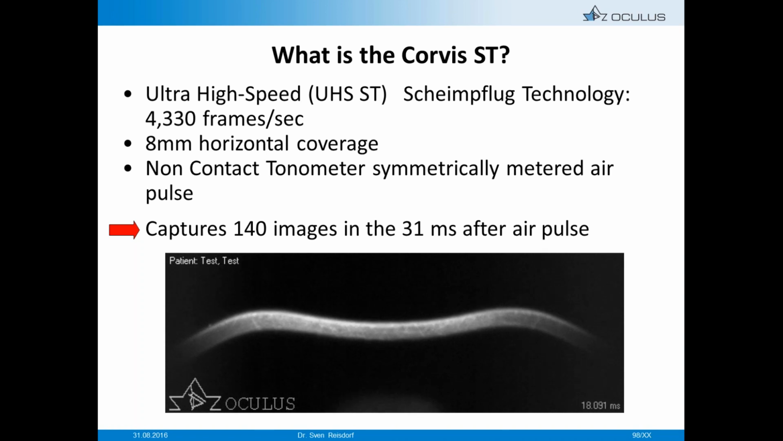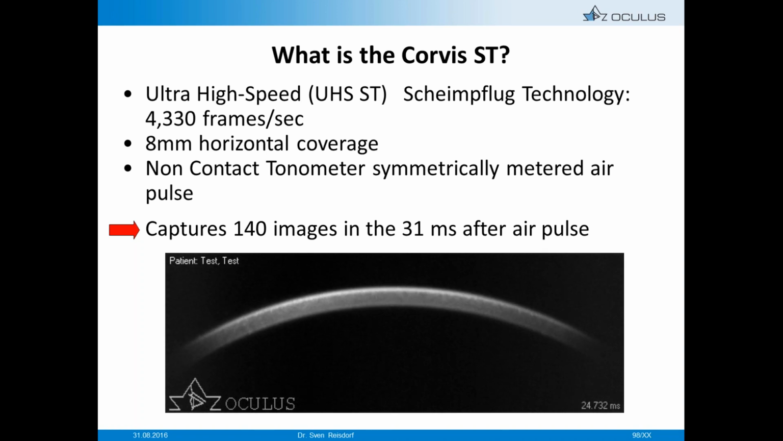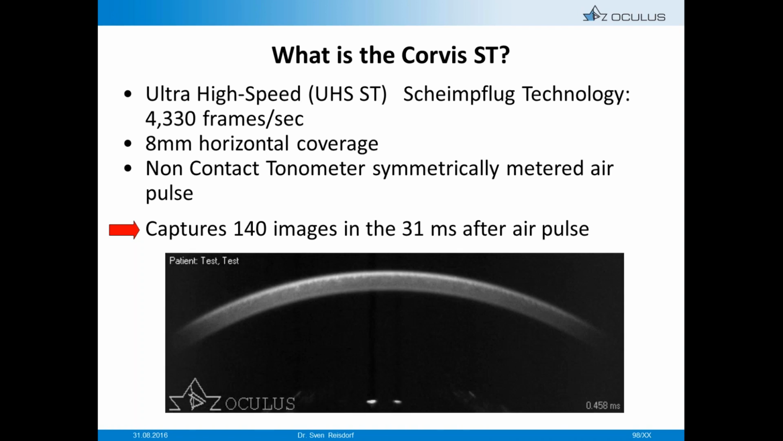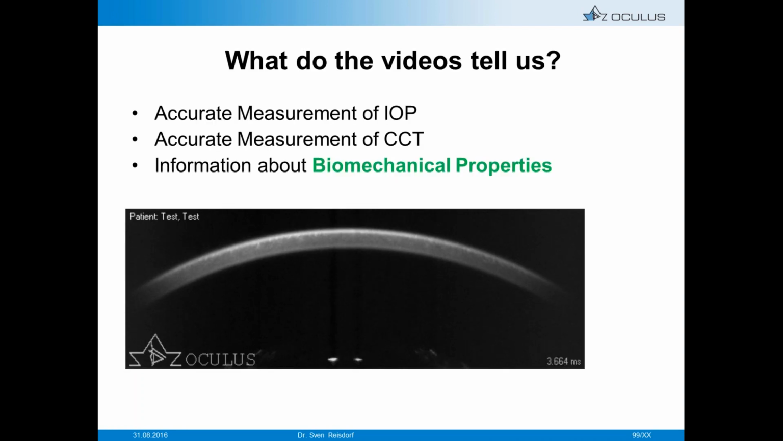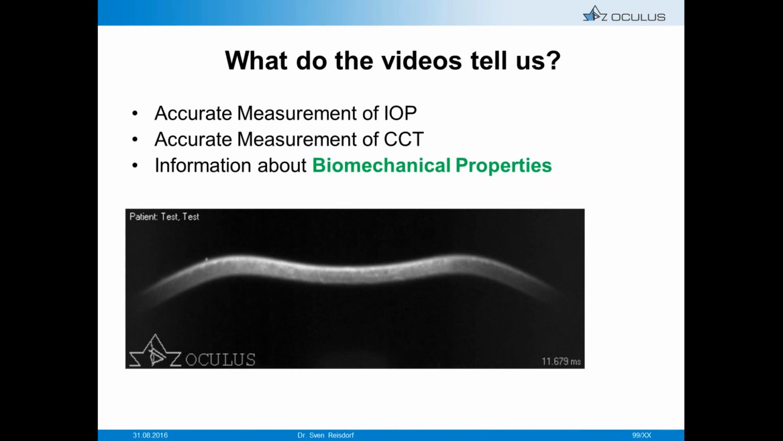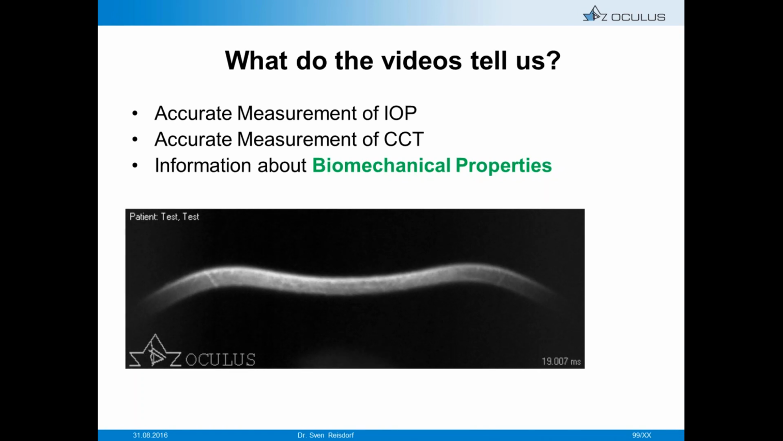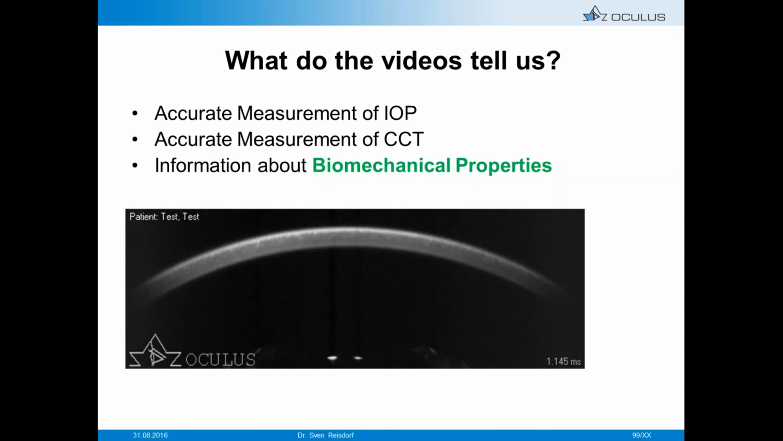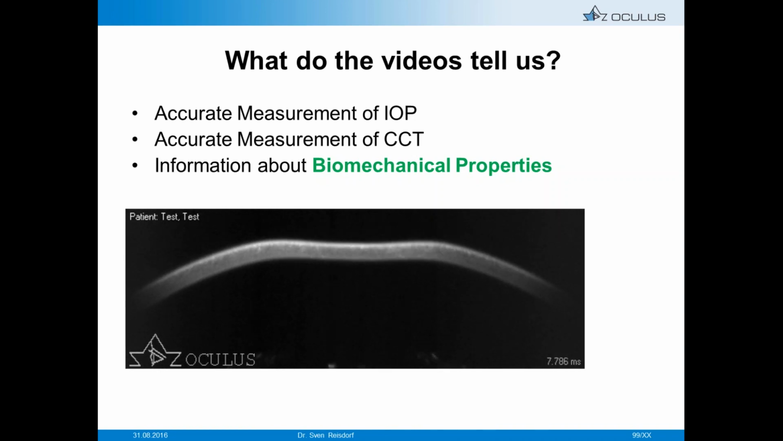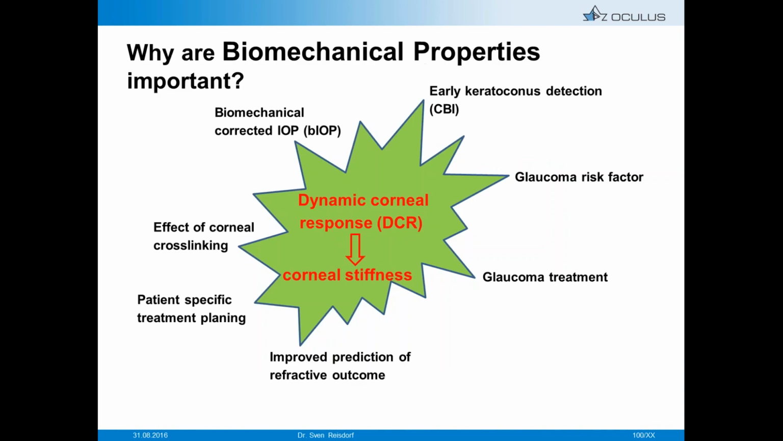And the system has the ability to measure the changes to the corneal shape in response to that air puff over time. We can get, with this system, very accurate measurement of IOP that's accurate based upon corneal thickness measurements as well as the biomechanical properties of the cornea. So where does this have application? Well, it has many applications. We're going to talk about its application in early detection of keratoconus.